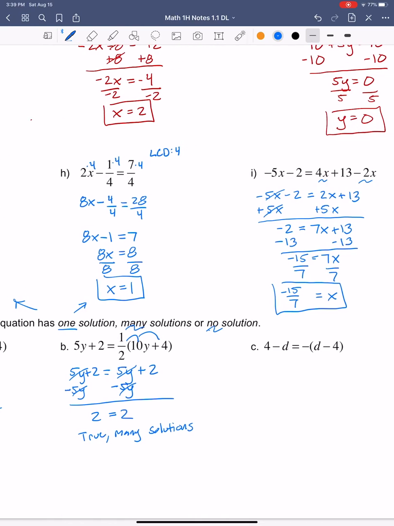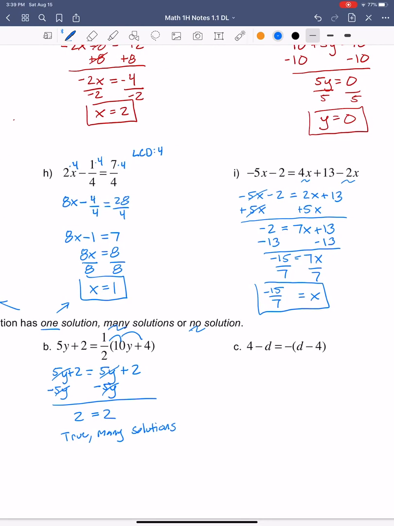And we'll go to the last one. So on this one, letter C, start with some distribution. Again, distributing a negative sign. I get 4 minus d equals negative d plus 4. A negative times a negative 4 is a positive 4. I want to get d's on the same side, so I'm going to add d.